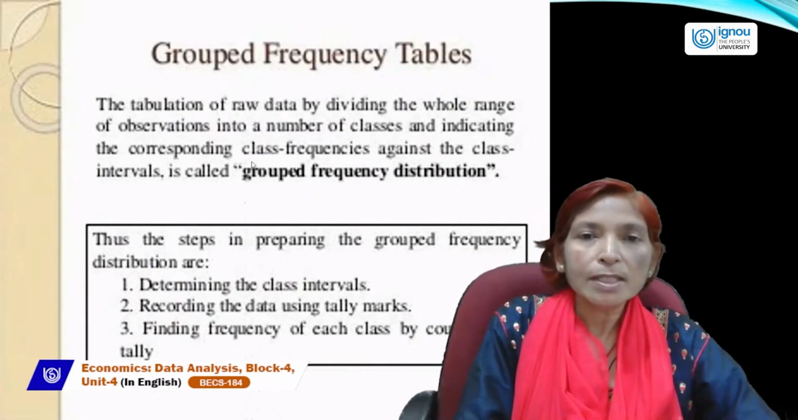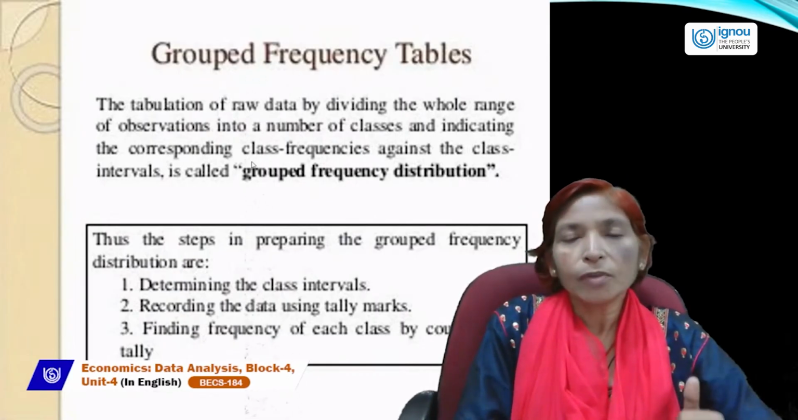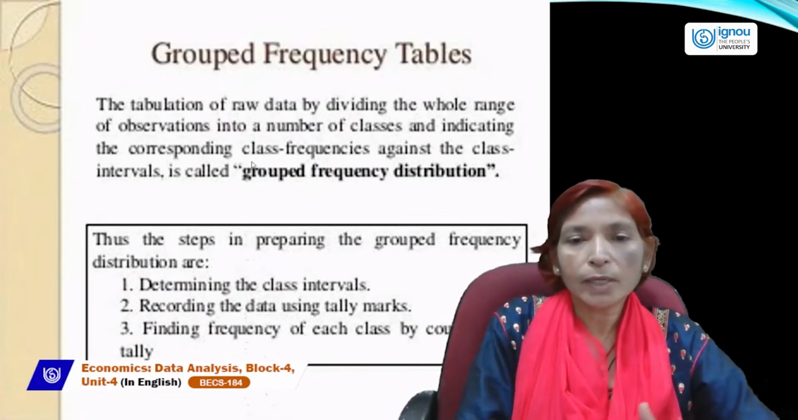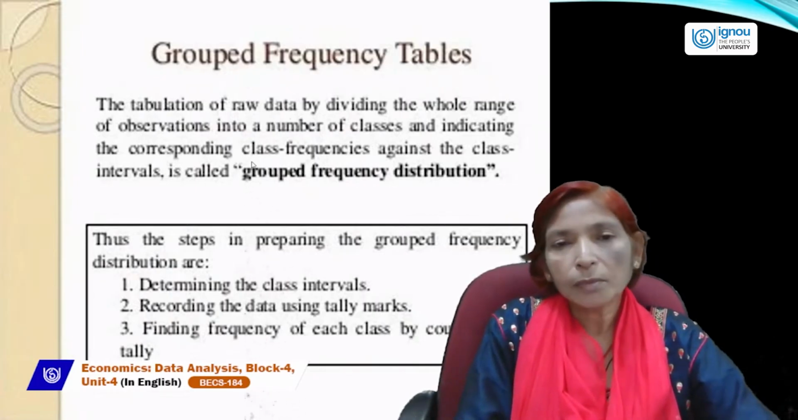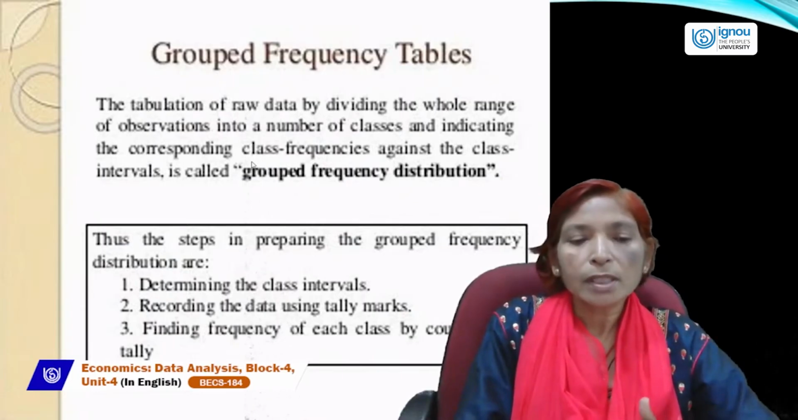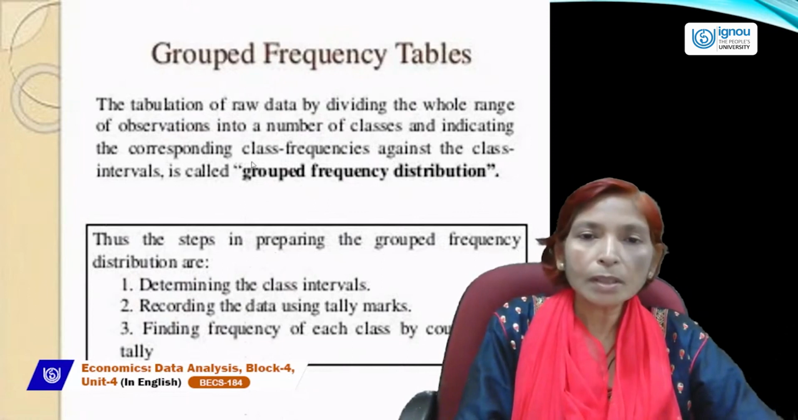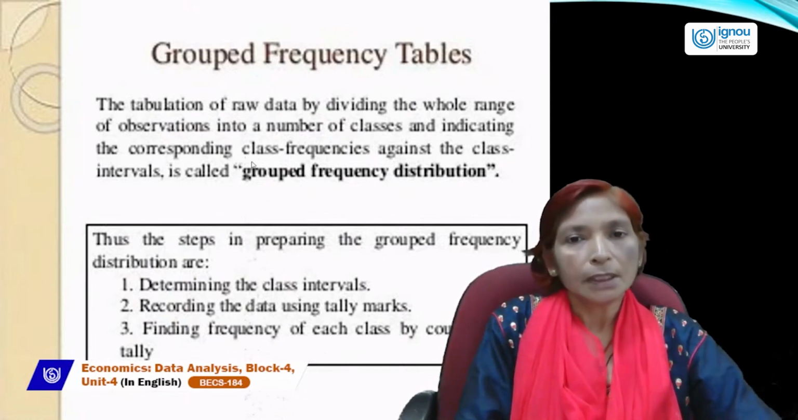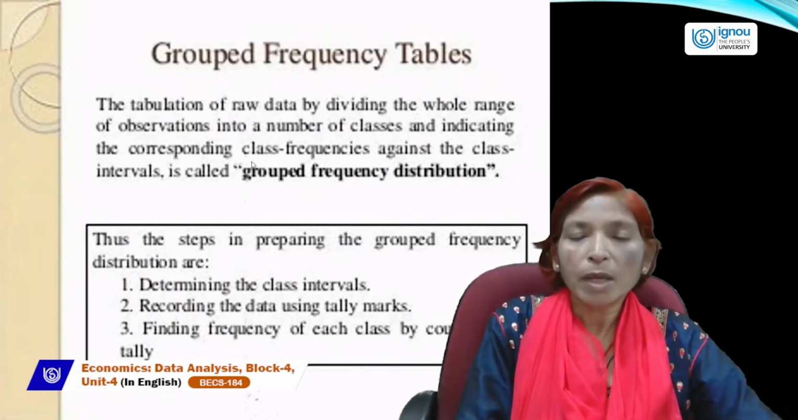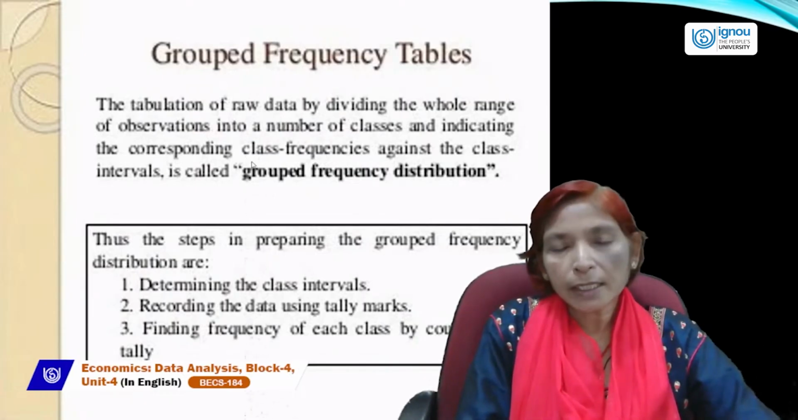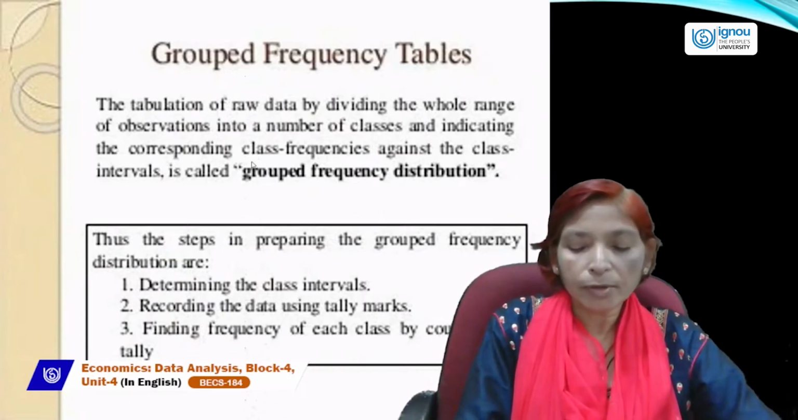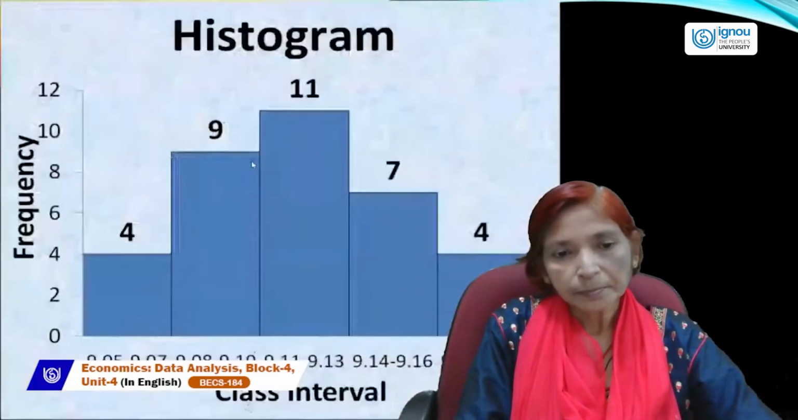In a grouped frequency distribution, in the first column we take class intervals like 0 to 10, 10 to 20, 20 to 30, 30 to 40. And in the next column, we take frequency. So this is called a grouped frequency table. This is also a method of tabular presentation. Tabular presentation may be simple or complicated, or in a grouped frequency method.